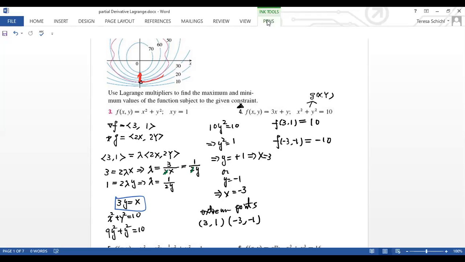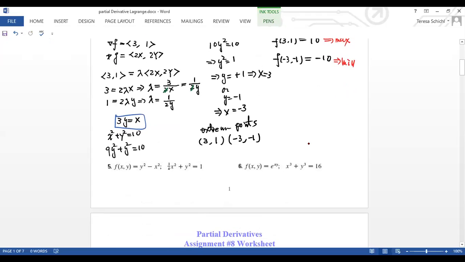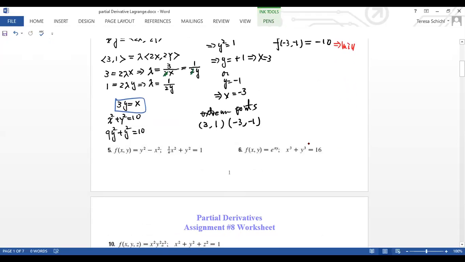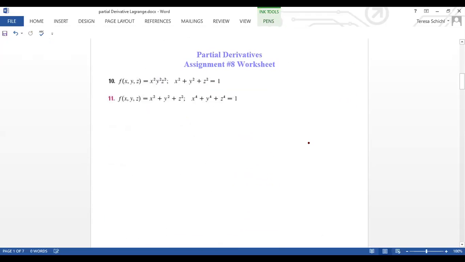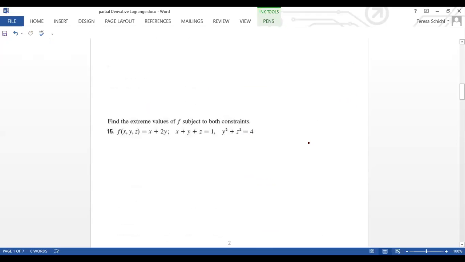Okay, so that's where my extrema are. So this will be my max, and this will be my what? This will be my min, right? Okay, so now that's done. The remaining problems here are pretty similar. You just try to solve them. Okay, so I'm going to do number 11 here, okay?